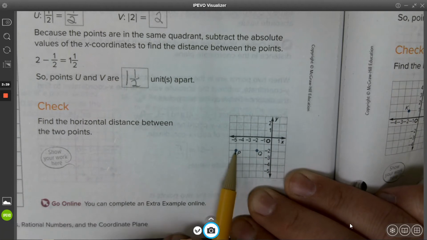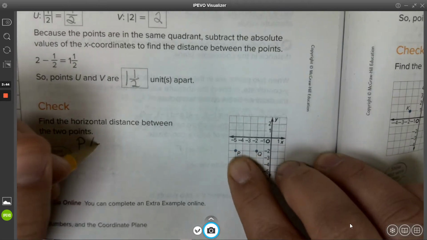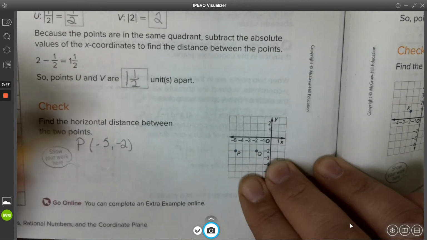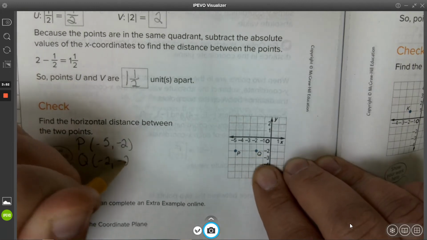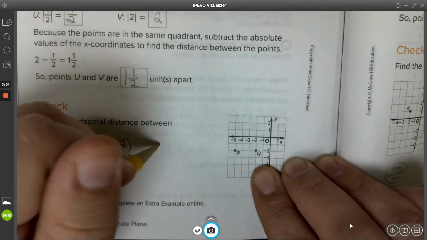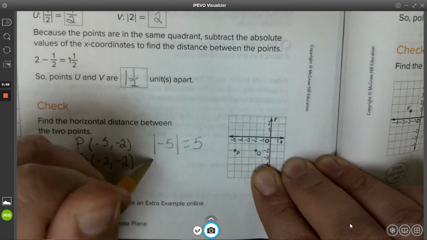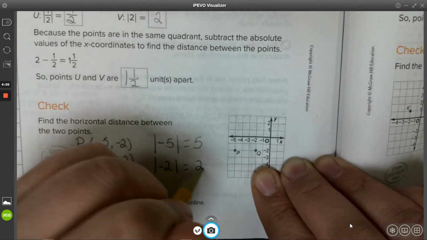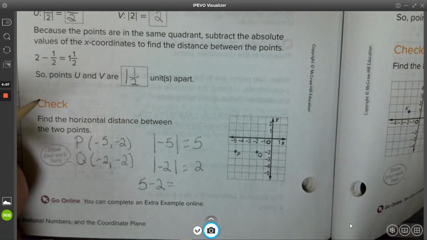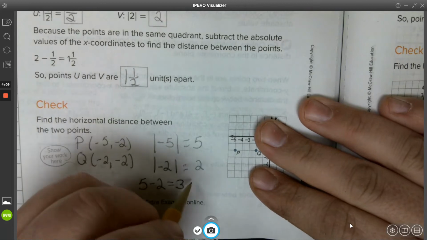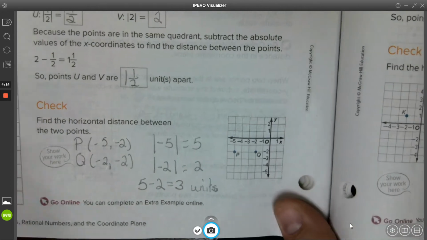So the first step, though, is to find your ordered pairs. P, the ordered pair would be -5, -2. Q is -2, -2. Then you want to find the absolute value of -5, which is 5. The absolute value of -2, which is 2. And then subtract to find your distance. 5 minus 2 is 3. We would label this units. So 3 units would be the distance from P to Q.